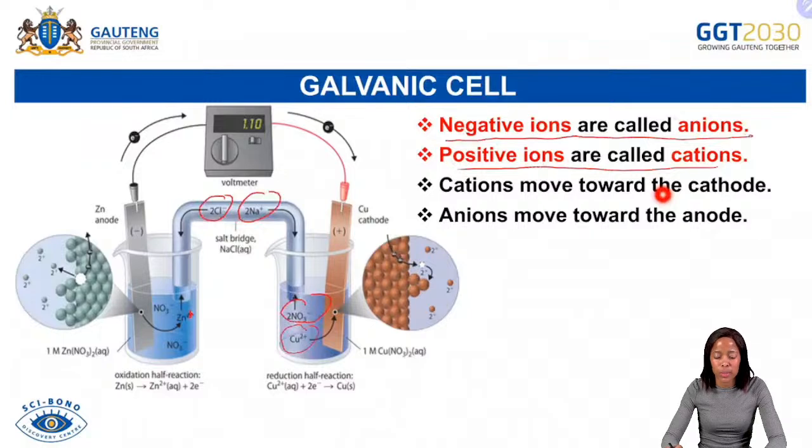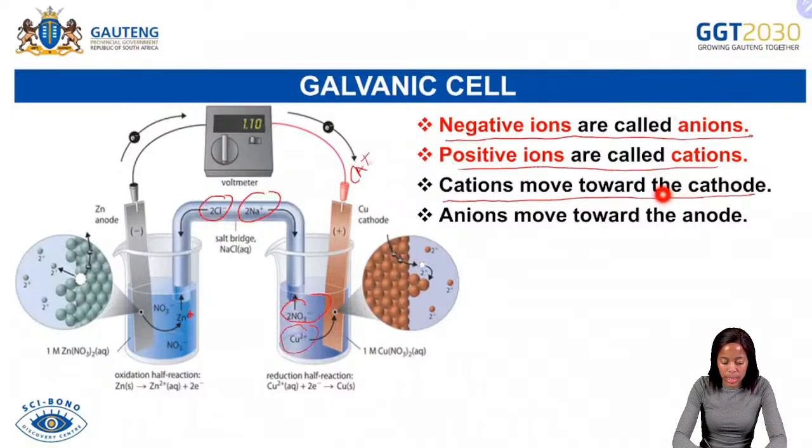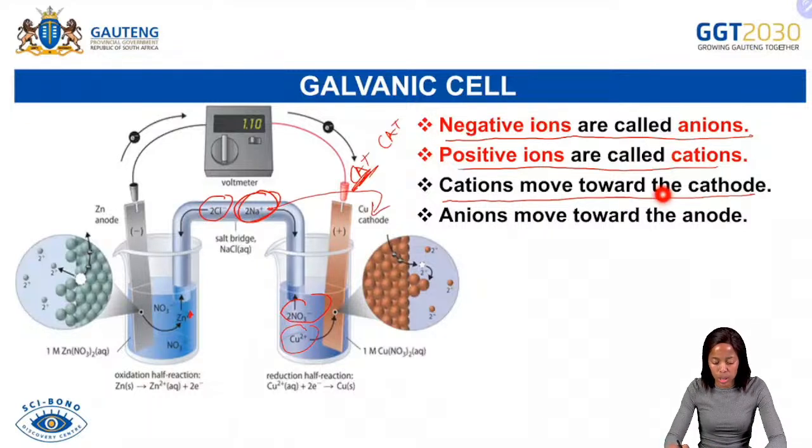So what is going to happen in terms of the salt bridge? So it says the cations move towards the cathode. So it therefore means it's what? It's cat-ion, cathode. So what are we saying? The cations which are positive, where are they going to move to? They are going to move to the cathode.